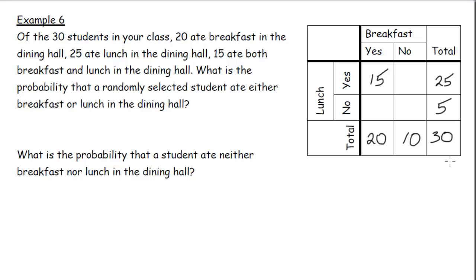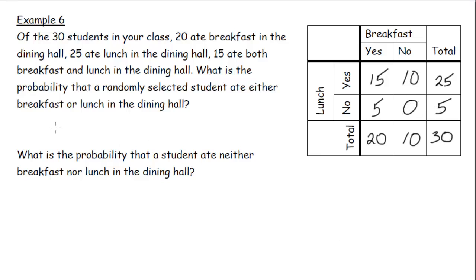So now once I get this far, I can fill out the rest of my table. Well, I know then that there were 5 here that ate breakfast but not lunch. I can see that there are 10 here that ate lunch but not breakfast. What could I put in this cell to get these to add up? Well, that would just be a 0.